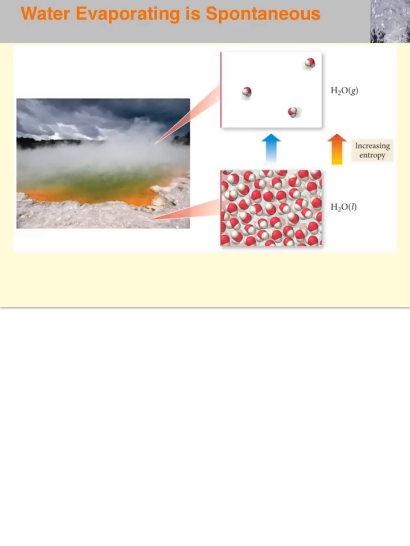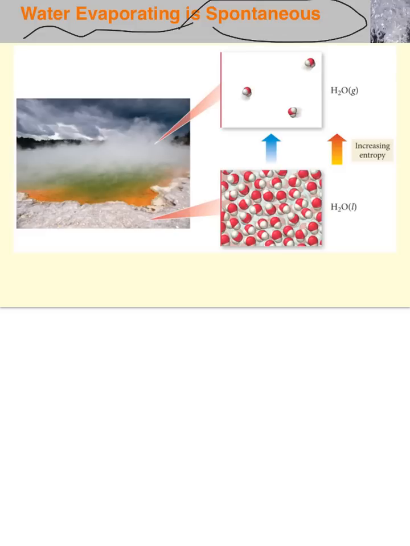Let's look at another example. It's another phase change. Water evaporating. Water doesn't just evaporate suddenly, but if you spill some water on your counter and go away for a few hours and come back, some of it's going to be evaporated, which means that the evaporation of the water is spontaneous under the conditions of your kitchen.